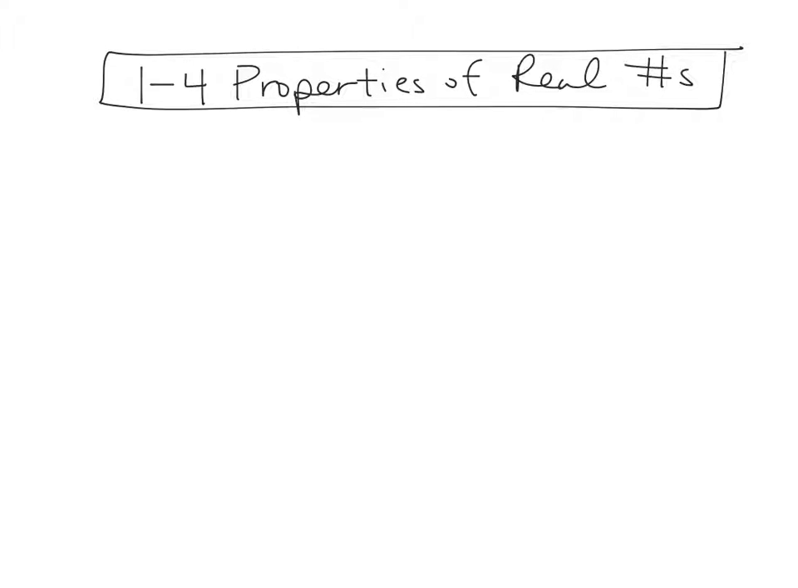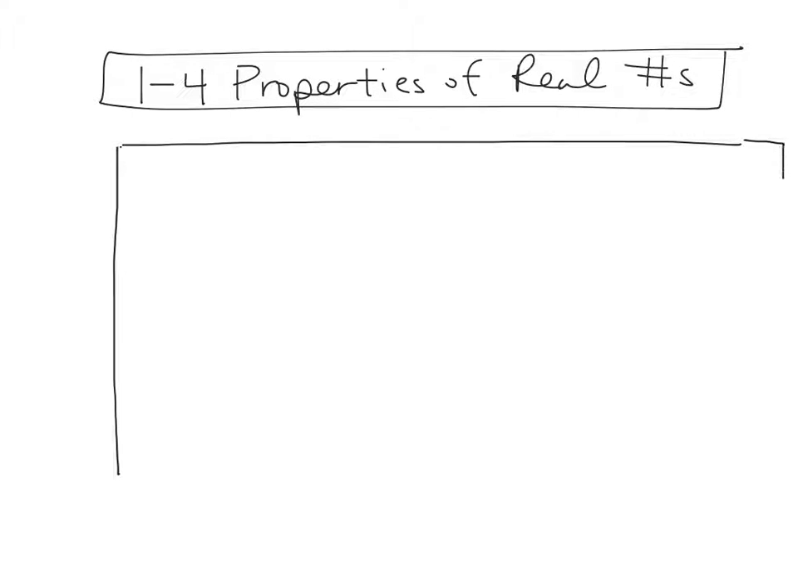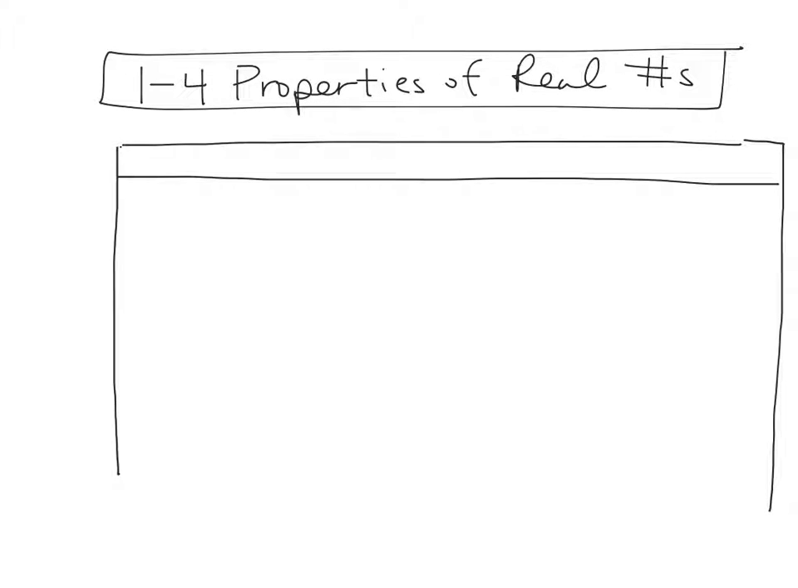But the properties that we're going to talk about, we're going to put in a chart because it just makes life a little bit easier to see how they all relate to each other. So you're going to make a chart with 3 columns. And the first column is going to be the property that we're doing. And then there's 2 different versions of each property.